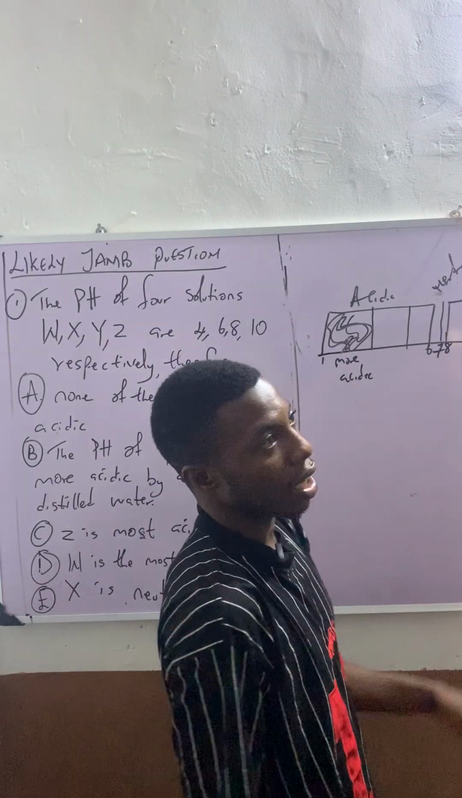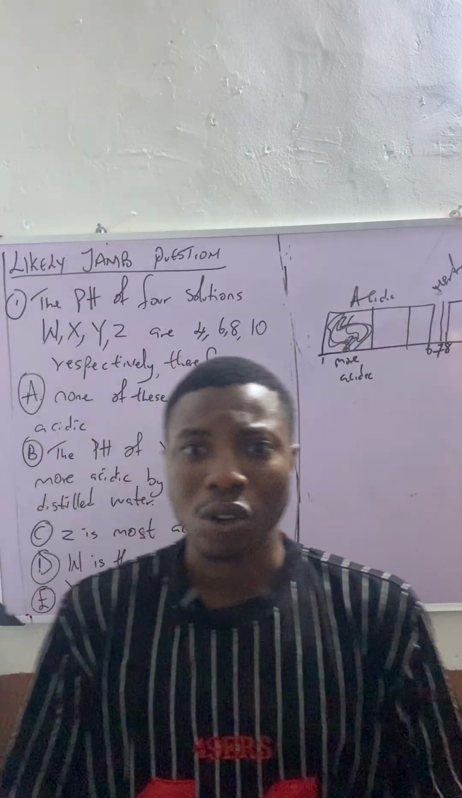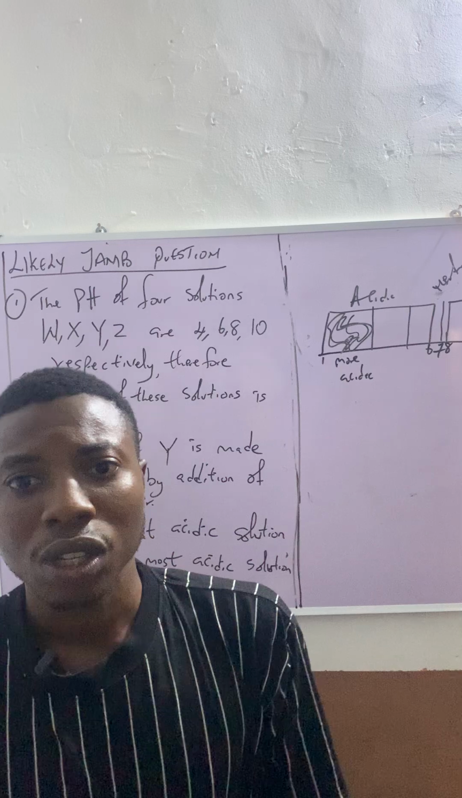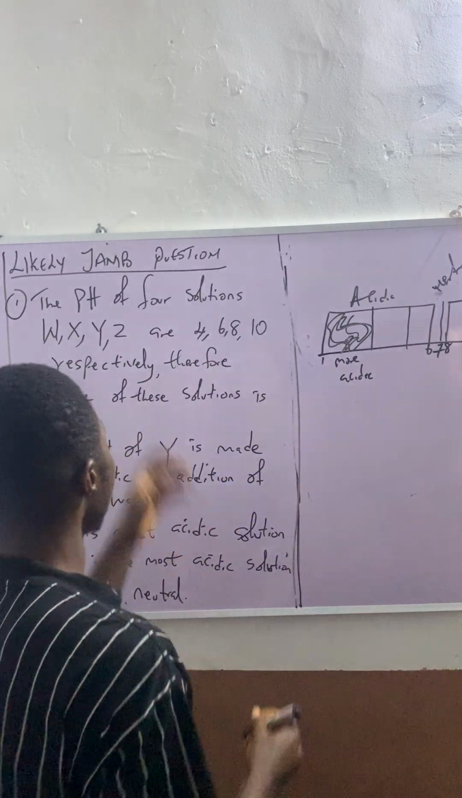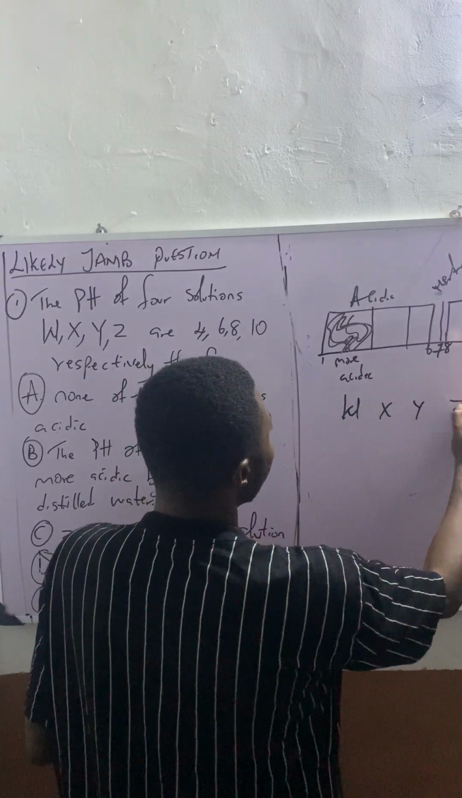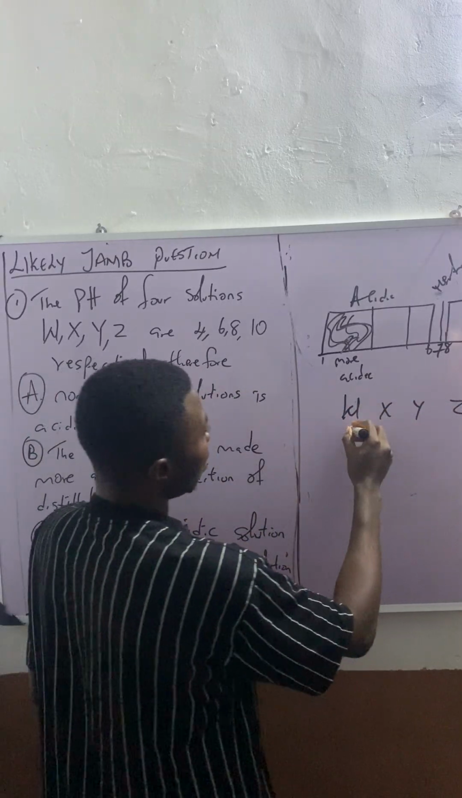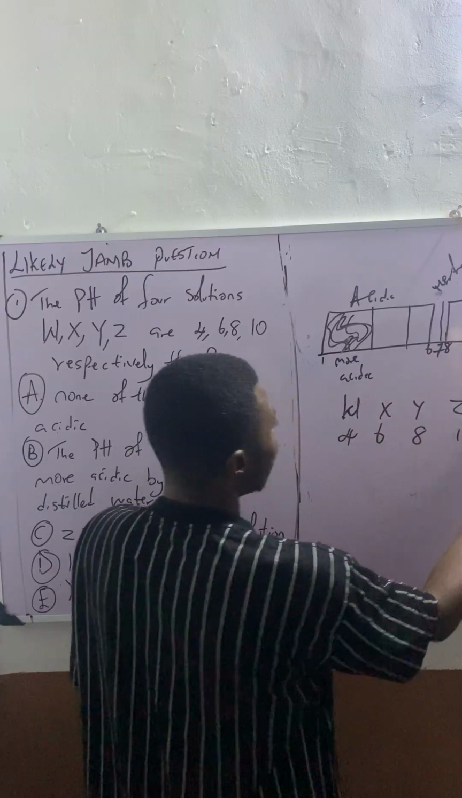So in this video, I'm going to drop a pH scale that has colors so you can know how to identify them by their colors. So that's that one. Now let's start. We say that we have W, X, Y, and Z, and here is 4, 6, 8, and 10.